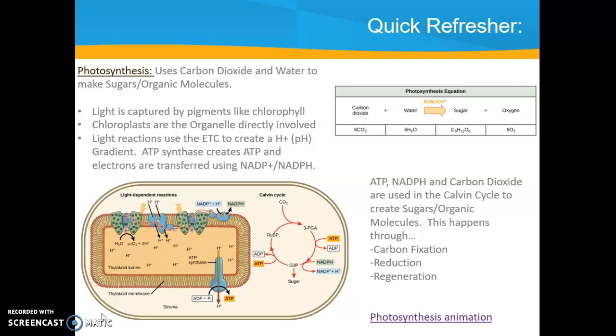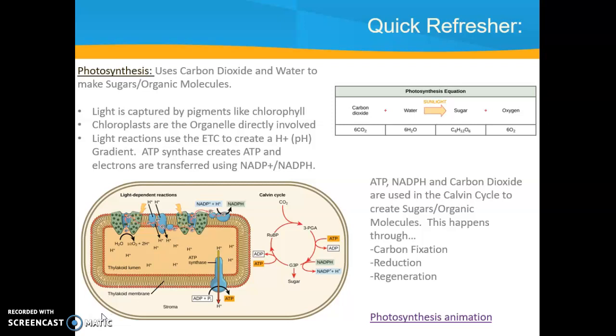In last week's video, we focused on just in general energy, and then we looked at enzymes. In this video, we're going to focus on two specific processes that involve energy. We're going to look at photosynthesis and cellular respiration.